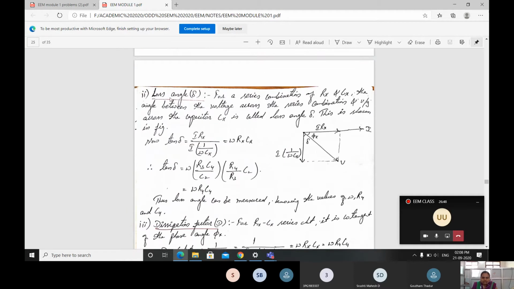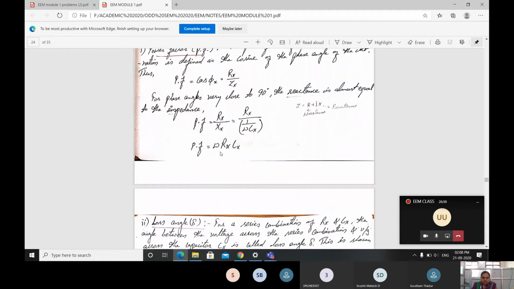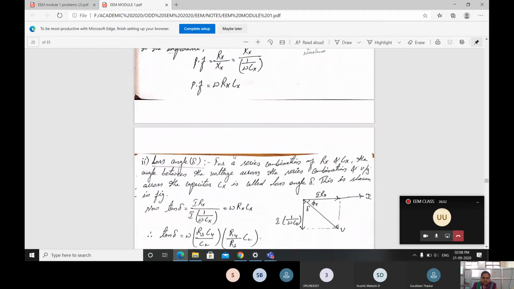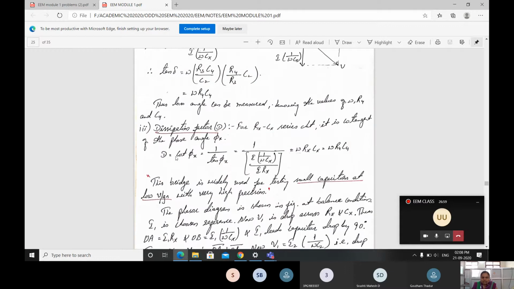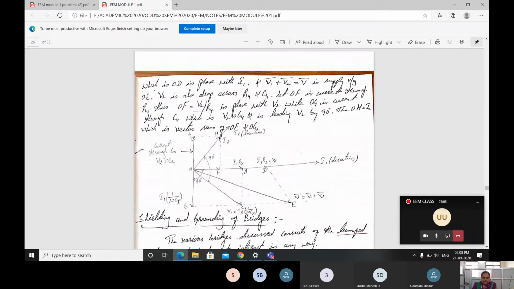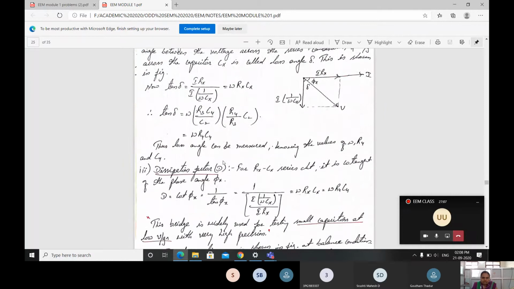Then the loss angle and also the power factor is taken as omega Rx Cx, and the loss angle is taken as tan delta is equal to omega R4 C4, and the dissipation factor is going to be taken as cot phi x is equal to omega R4 C4. And this is our phasor diagram of the Schering bridge.